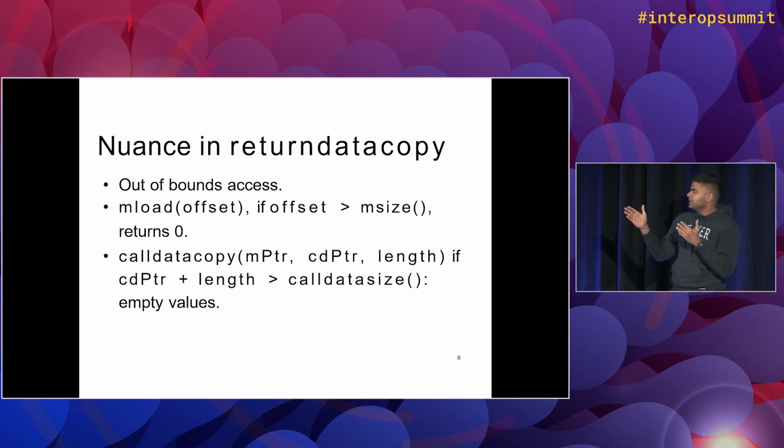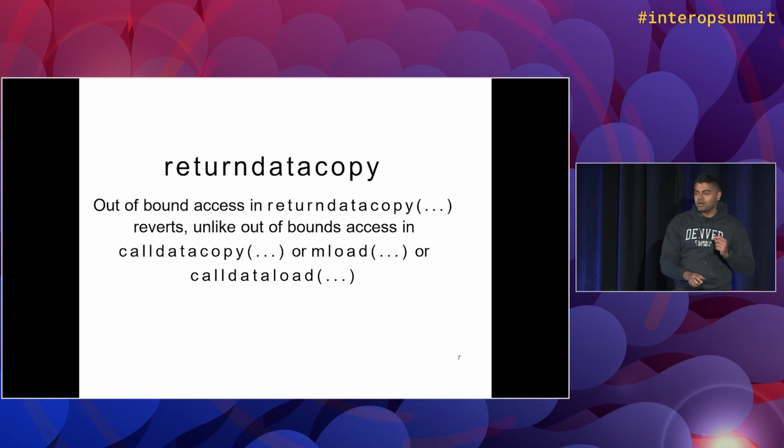Similarly, in calldatacopy, if you're going to read from some location in the calldata that's above the calldata size, the instruction would treat it as if it's an empty buffer, or you just assume that the values are going to be 0. There are many other cases in the EVM where whenever there is an out-of-bounds access, it's treated as reading from 0. But not in the case of returndatacopy. Out-of-bounds access in returndatacopy reverts, unlike every other out-of-bounds access in calldatacopy, mload, or calldataload.